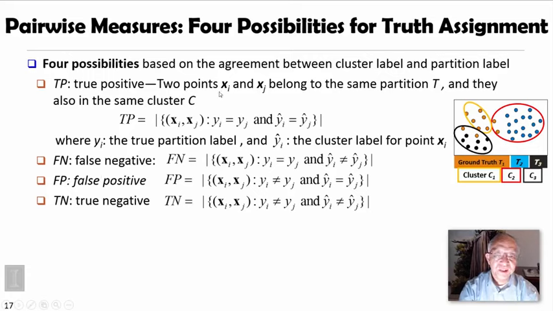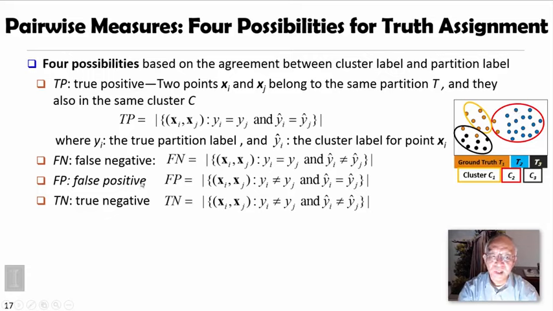Then we look at the cases. For example, you get any 2 points x sub i and x sub j. If they belong to the same partition T and they are also in the same cluster C, in that case, this is a true positive. The definition is that the true positive is the number of such cases. For any 2 points x sub i and x sub j, if they have the same true partition label and they also have the same cluster label, that means they belong to the same cluster, then that's the case of true positive. For example, we just look at this case. For these 2 blue points, they belong to the same ground truth T2, and also they belong to the same cluster C2. That's true positive.